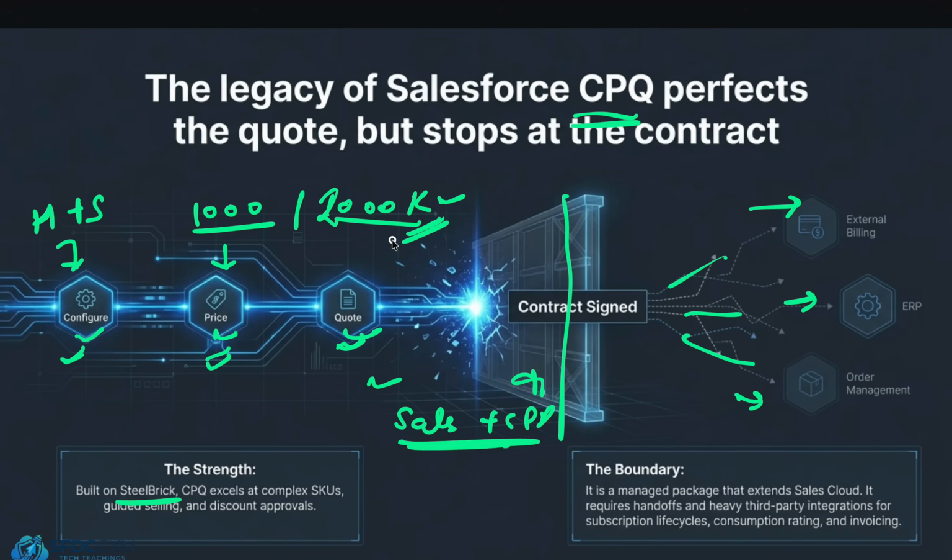We have a concept called amendments in CPQ, where if you need to make any changes in your existing contract, you need to amend it. And when you amend it, a separate process gets initiated. You again have to configure, you again need to do the pricing, you again need to generate the quote, and send it for approval. And once everything is generated, only then can you proceed. So this process takes its own time.